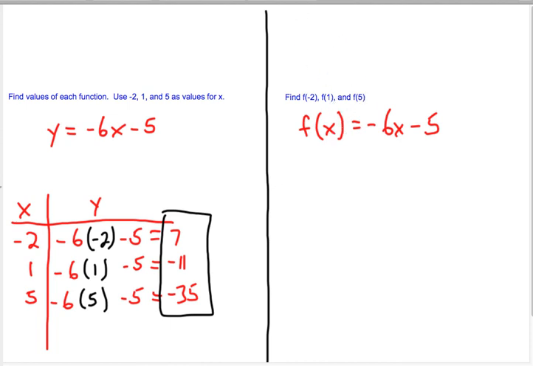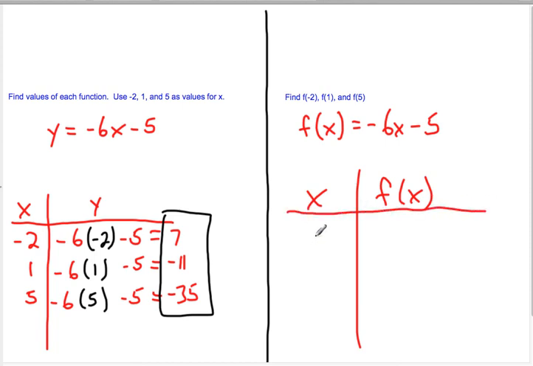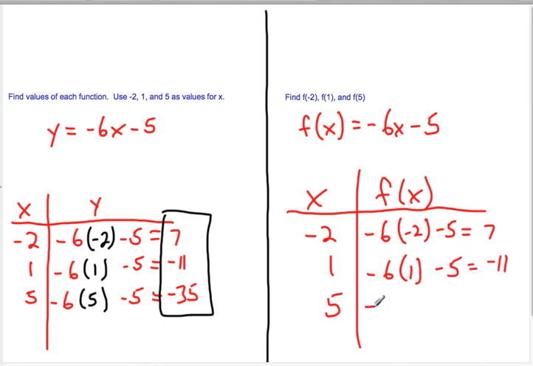So I would just make my table same as before. Instead of writing y, I would write f of x, still plugging in -2, 1, and 5, and still doing the same thing to get my answer, plugging in -2, subtracting 5, getting 7, plugging in 1, subtracting 5, getting -11, plugging in 5, getting -35. Everything else remains the same, except this is just function notation. And it's just easy to do it shorthand like this to explain what's going on.